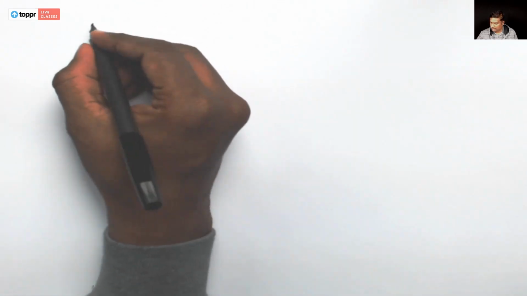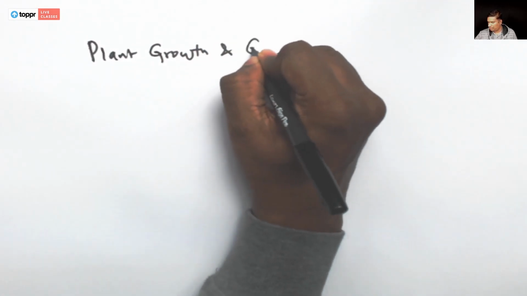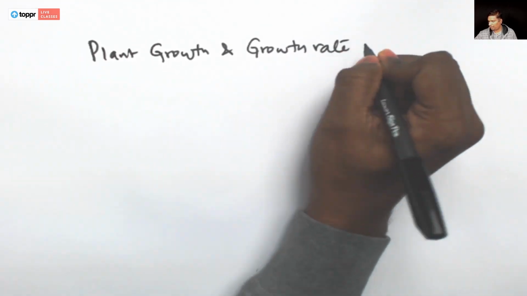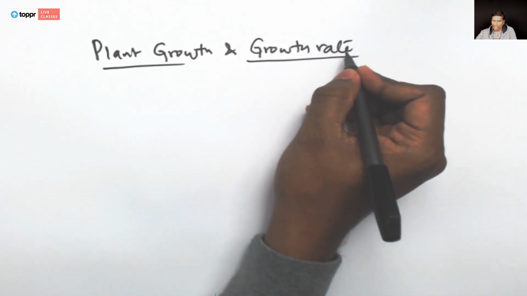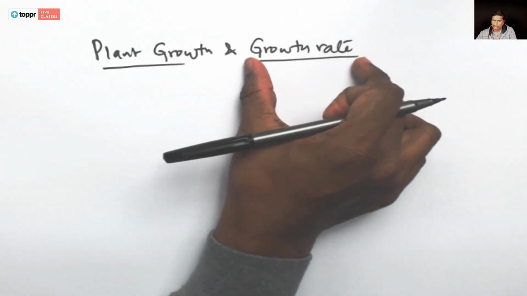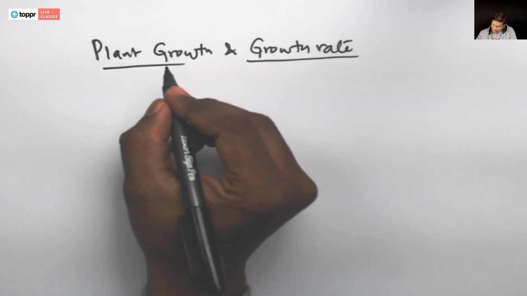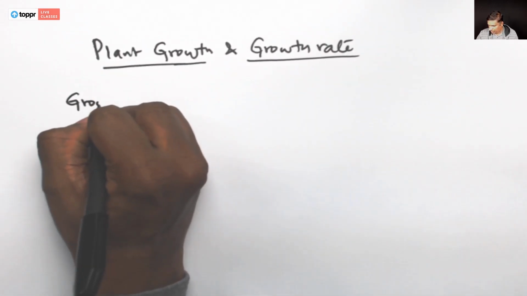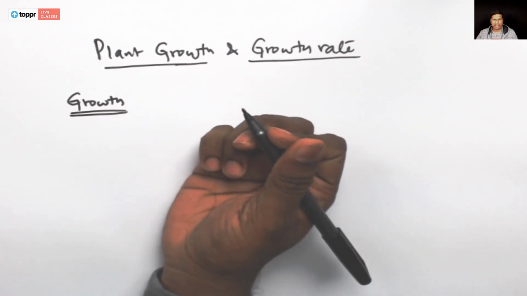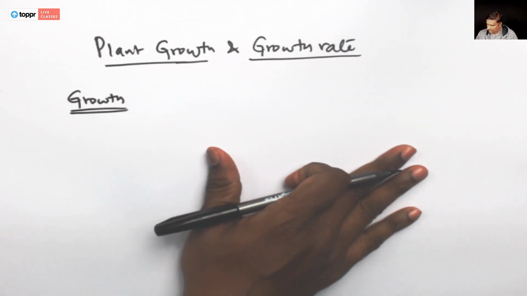Okay, so we'll start with the topic. We'll see if time permits, we'll cover growth rate today. Otherwise we have already allotted some time for growth rate tomorrow. So we'll start with the plant growth first. Now by definition, if we take growth, we'll start with the definition and then I'll tell you what are the topics that we're going to discuss today.